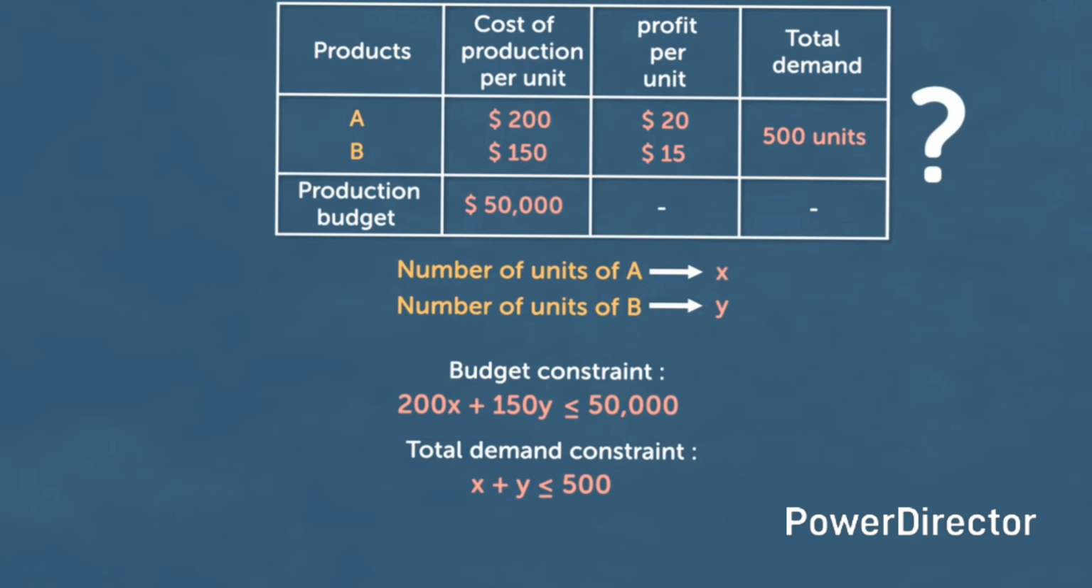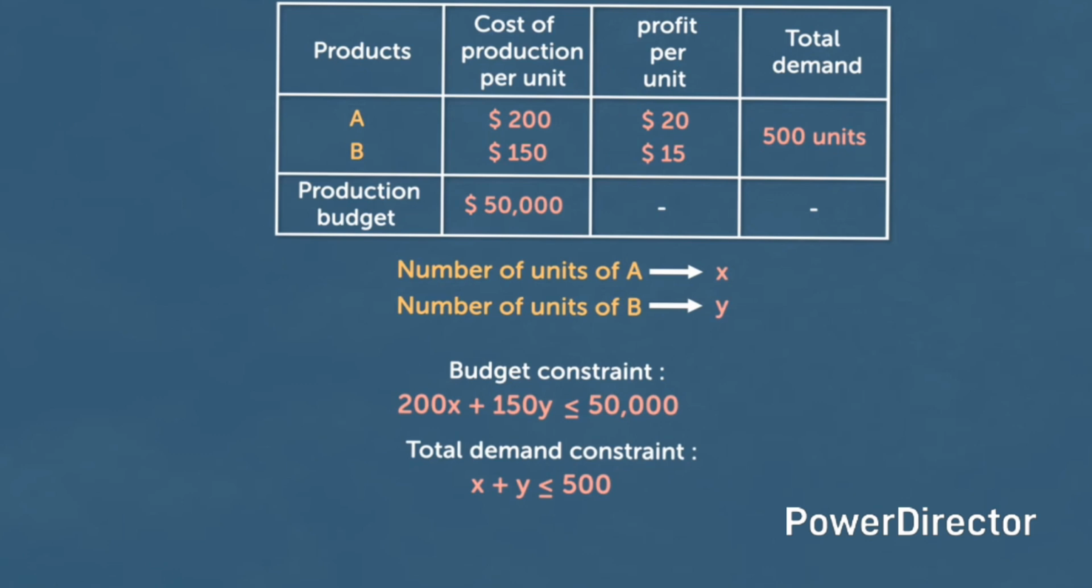This means if the company produces more than 500 units of the products A and B in all, it might not be able to sell them. Are there any other constraints in the problem? Not really. So, let's look at the profit elements of the two products.